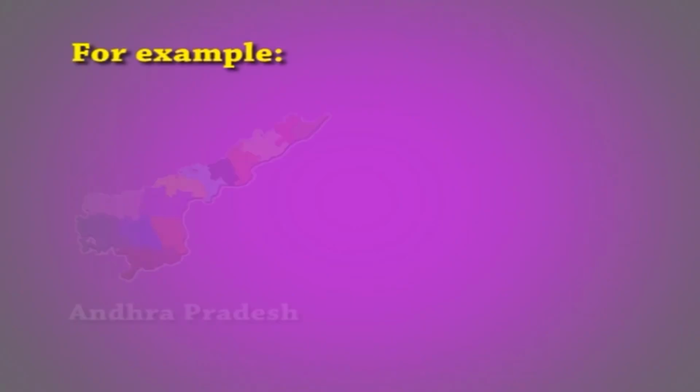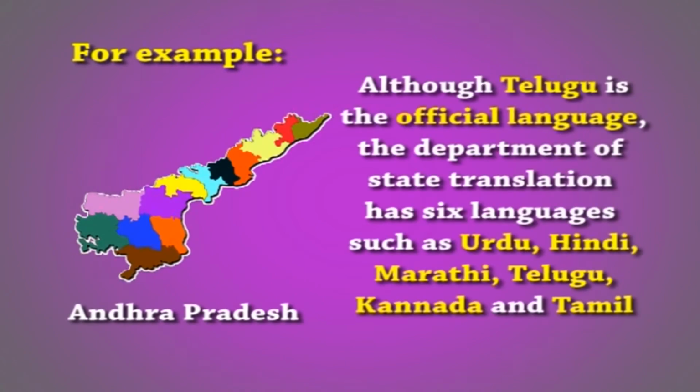For example, in Andhra Pradesh, although Telugu is the official language, the Department of State Translation has 6 languages such as Urdu, Hindi, Marathi, Telugu, Kannada and Tamil. Most notices, acts, rules and laws are published in all the 6 languages. In short, the policies concerning language in the Indian states protect and preserve the basic rights of the linguistic minority.